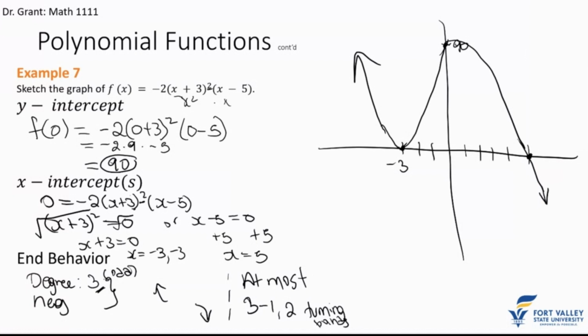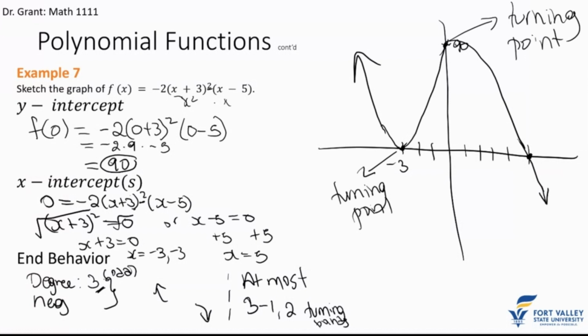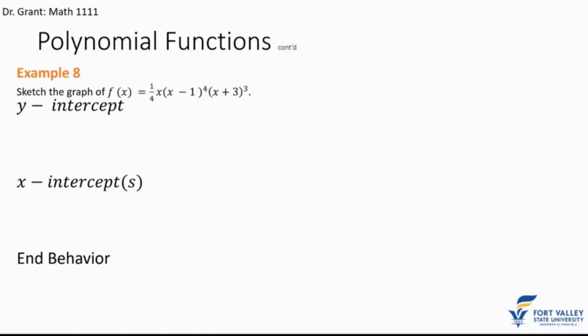And then if you notice, number of turning points is 1. This is a turning point. And 2, this is a turning point. Okay. So this is how you would graph a polynomial. Let's try one more.